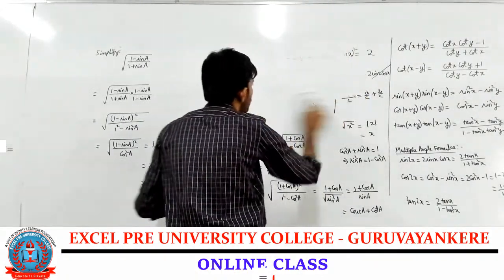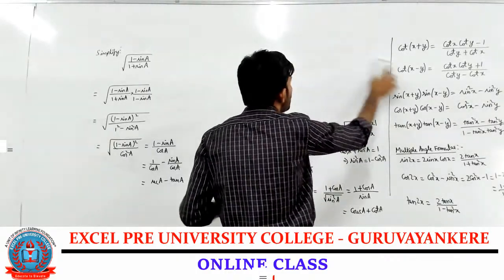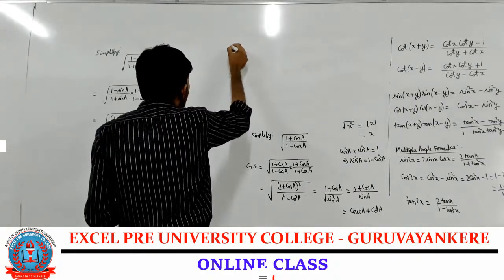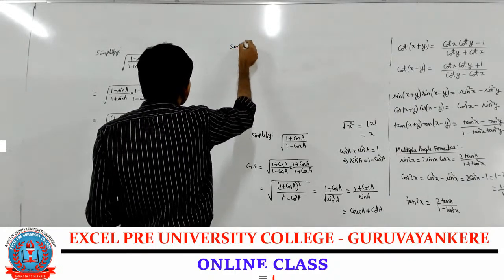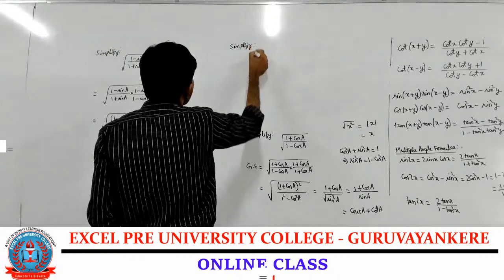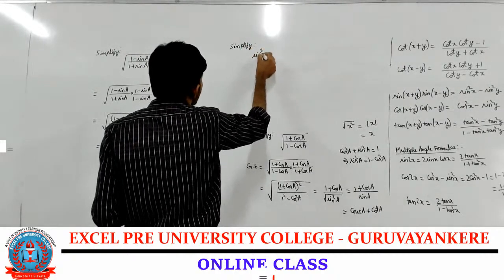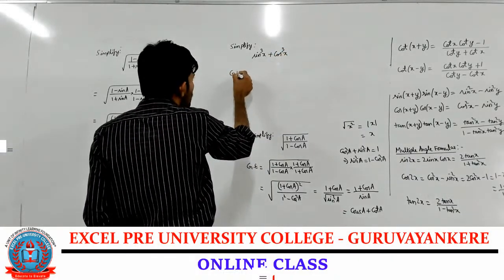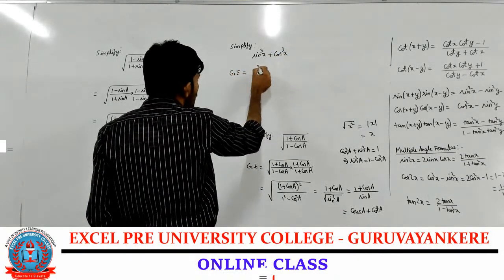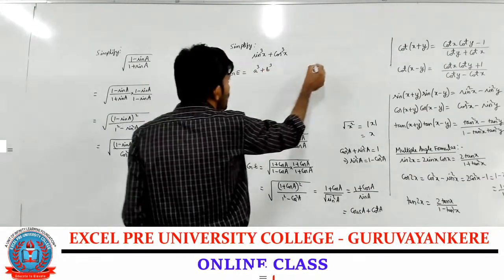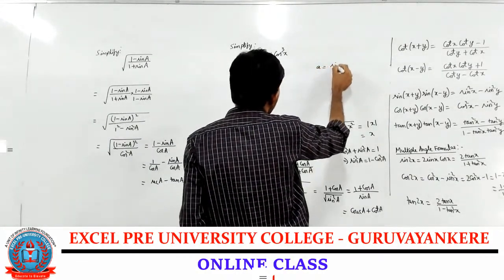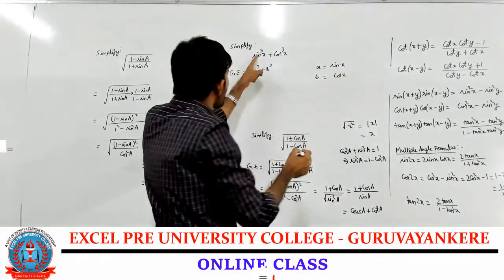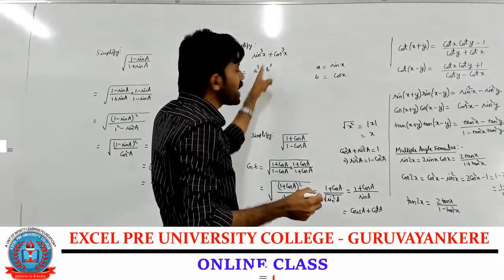Next one more we should take up and wind up for today. Simplify sin cube x plus cos cube x. Which form does it take? This takes the form a cube plus b cube, where a is equal to sin x and b is equal to cos x. Correct? A cube plus b cube, a is sin x, b is cos x.